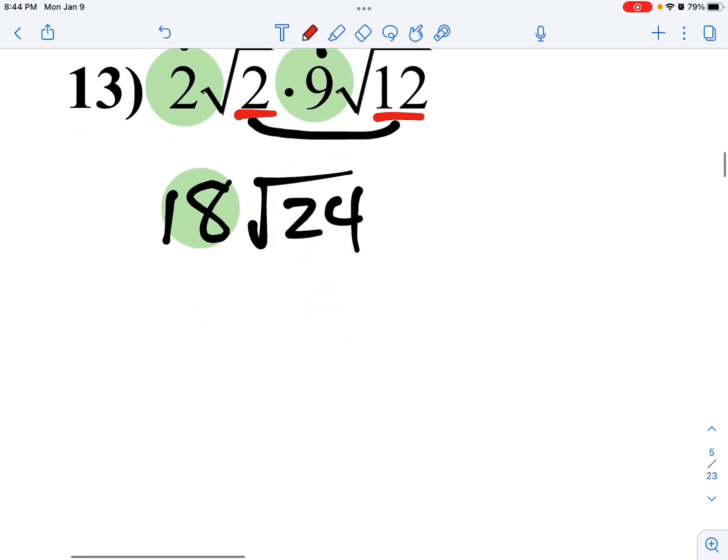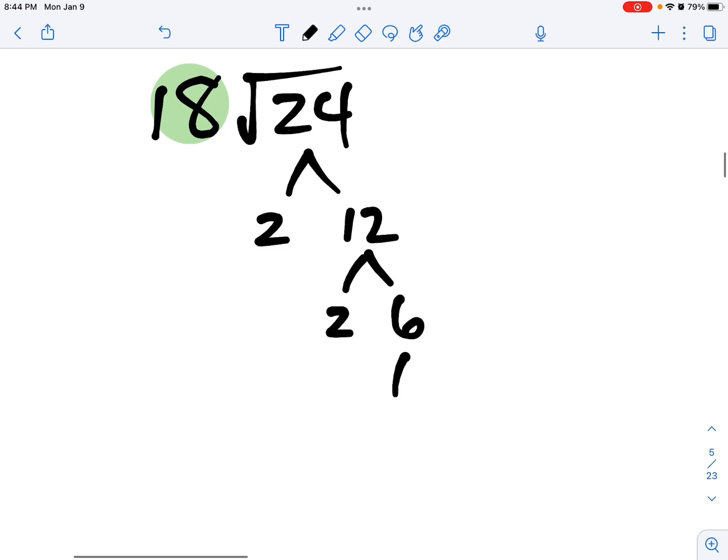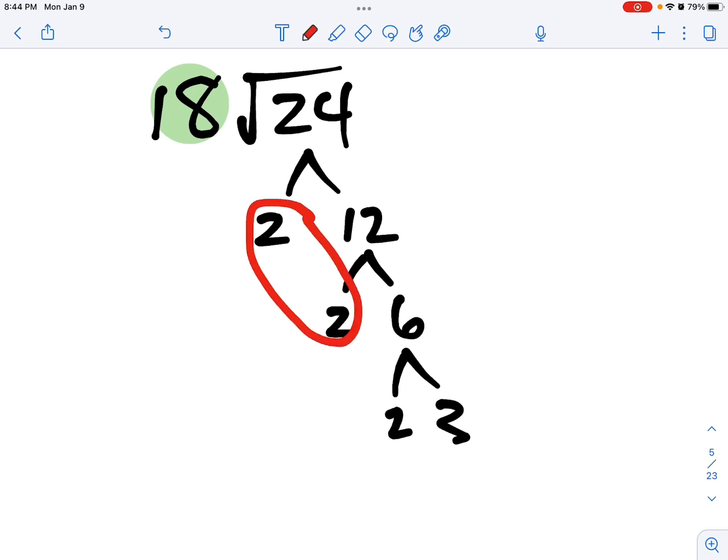And then, of course, you know what to do after this. We're just going to do what we learned yesterday. I'm going to break down the 24. 2 and 12, there's other combos that you could use. 2 and 6, 2 and 3. I'm looking for groups of 2, right? It's just a normal square root with just an imaginary 2 in front. There's a group of 2, which gets to come out. That number didn't get circled, and that number didn't get circled.